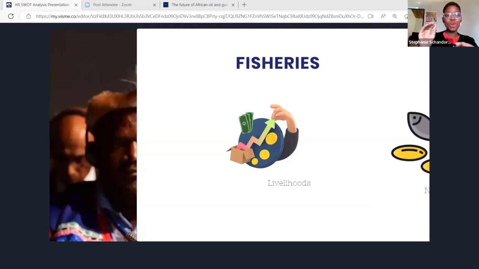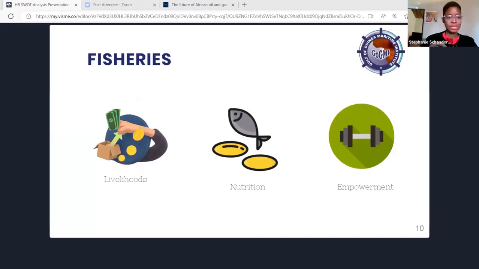So just to seal this in with this final slide on fisheries, fisheries as a blue economy sector really produces three-pronged benefits for the continent, right? We have a benefit in terms of supporting livelihoods, in terms of providing nutrition, and then in terms of empowering women and other vulnerable groups across the continent.